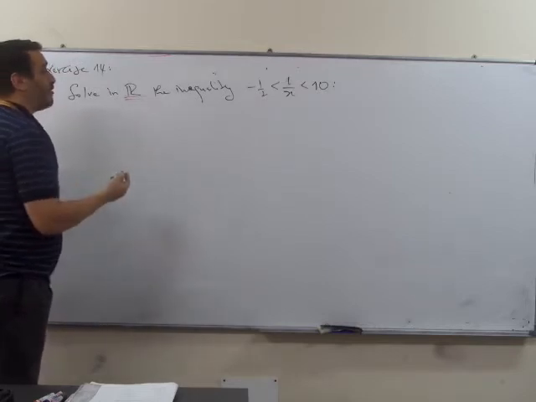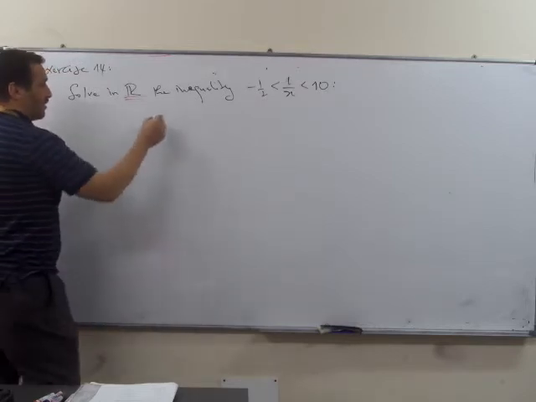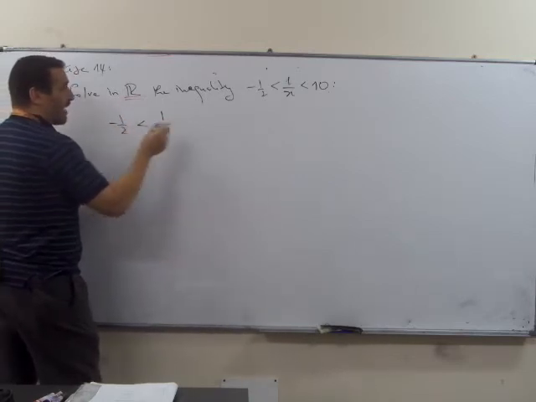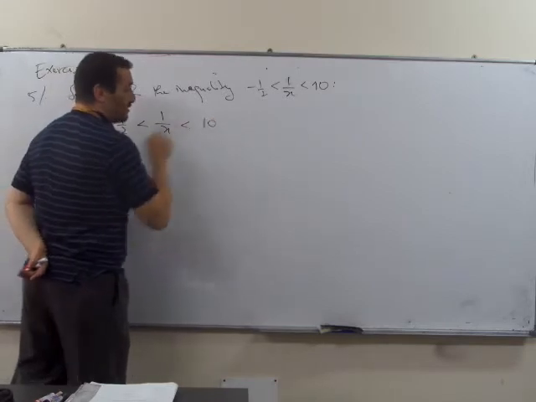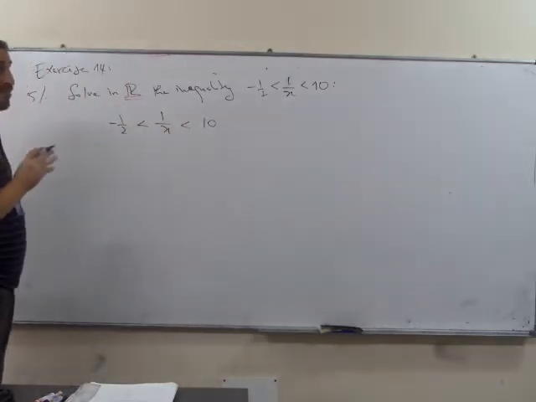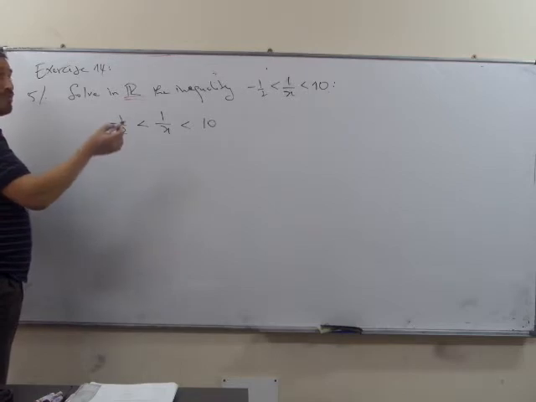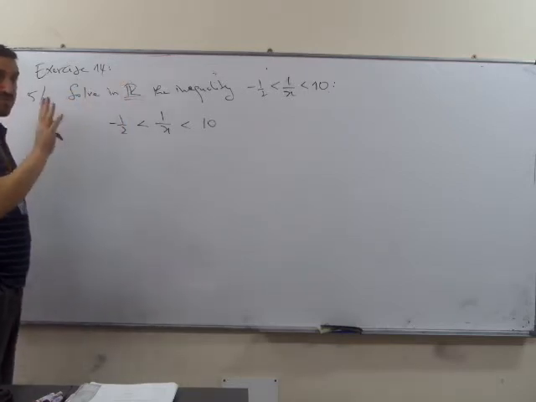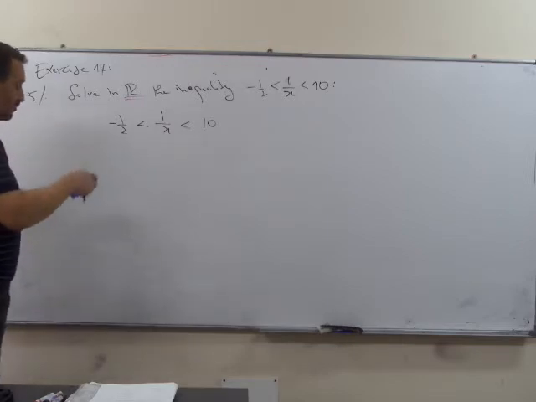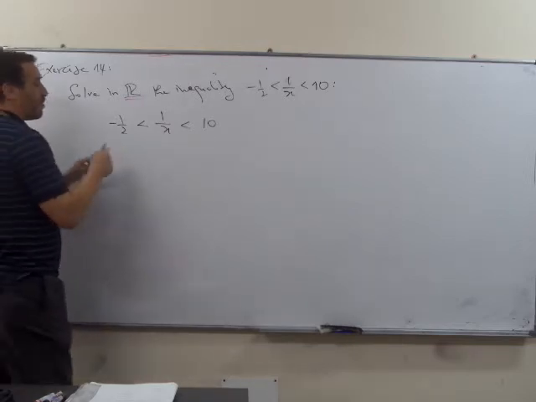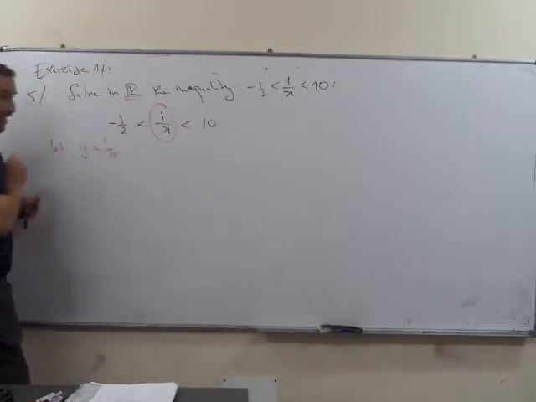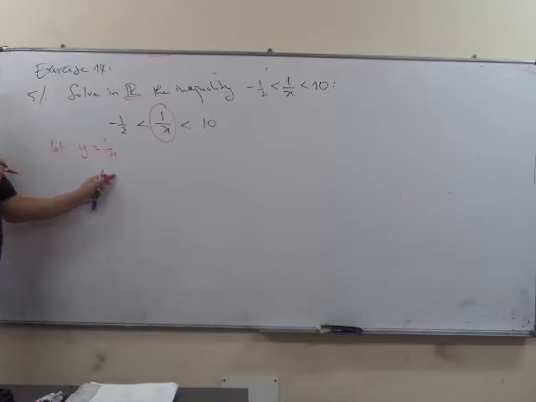So what I know is that 1 over x is a number such that 1 over x is between 1 and 10. Very important, I'm going to draw the number line not for x, it's the number line for 1 over x. Do not mix the two. To not mix the two, I can call all this y. So let y equal 1 over x.